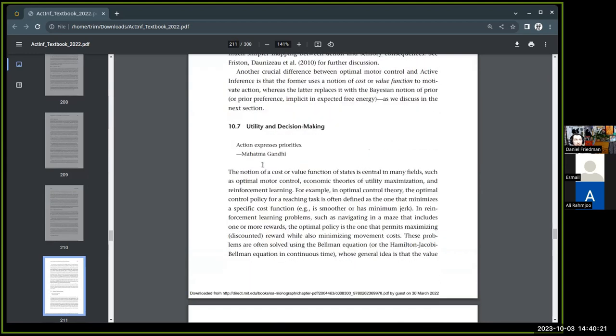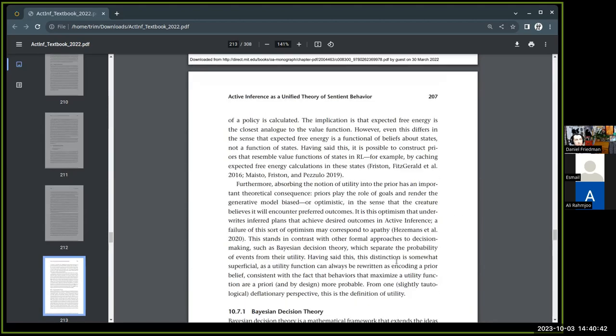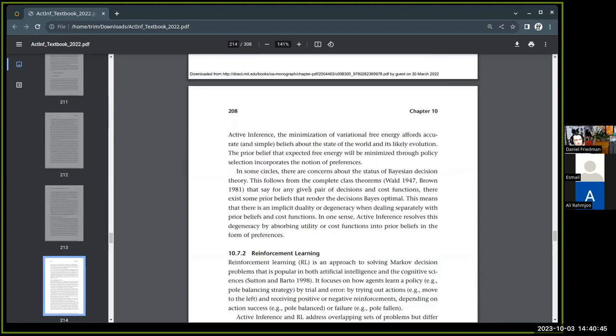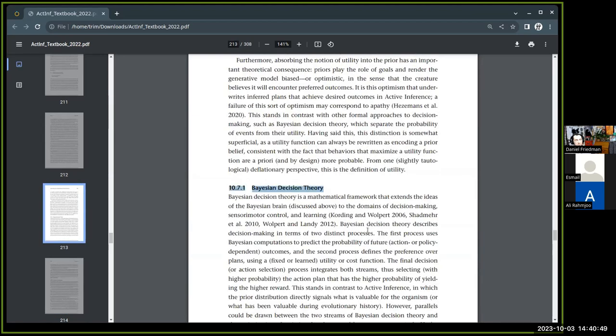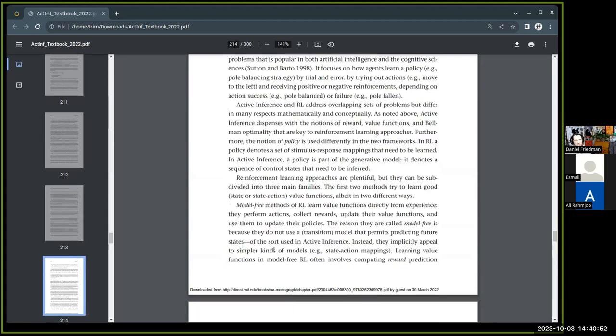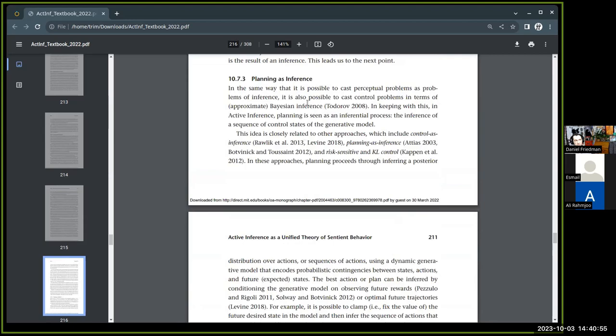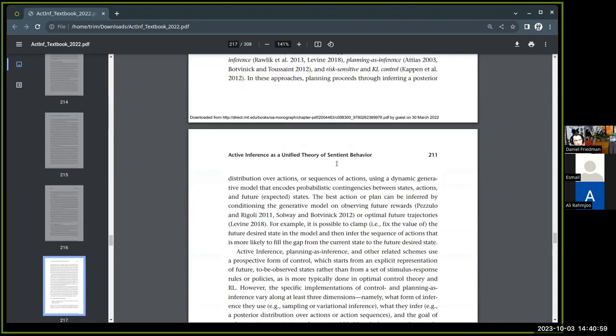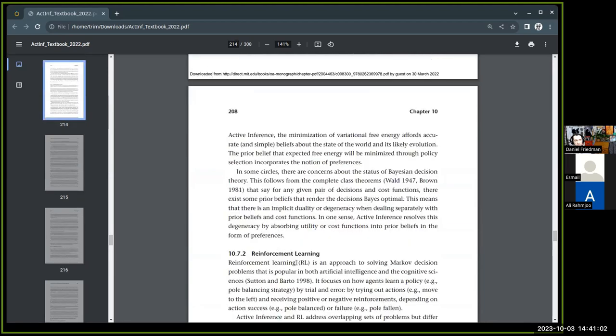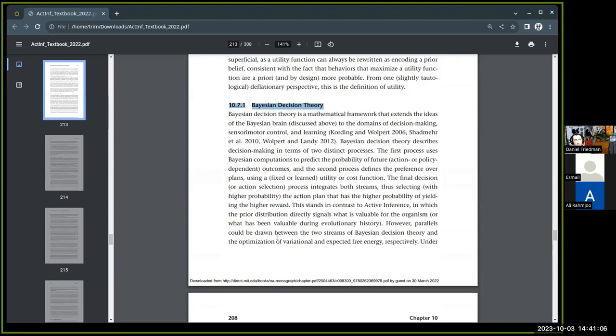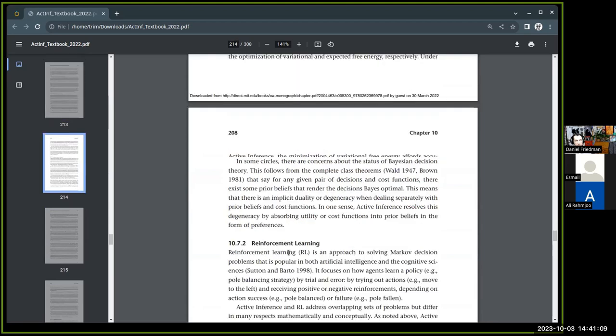All right. 10.7, utility and decision-making. Action expresses priorities. Mahatma Gandhi. Okay, so here in this section, there's also this kind of comparative analysis between active inference theory and different approaches used in machine learning. So for instance, we have reinforcement learning, and various ways of modeling planning and decision-making, such as general Bayesian decision theory, which is a superset of many different approaches used to model the decision-making process using Bayesian inference.